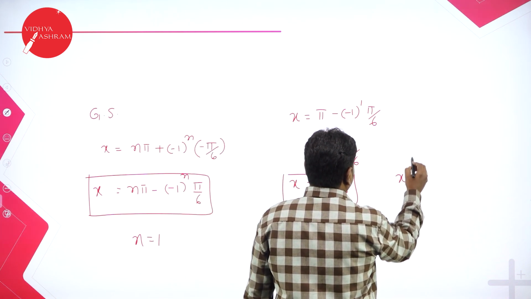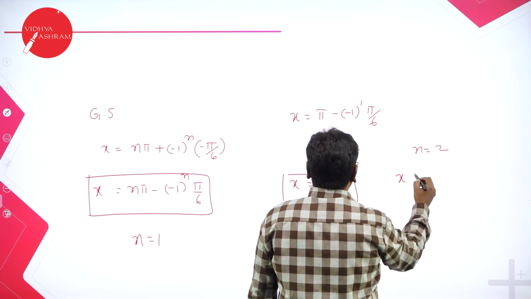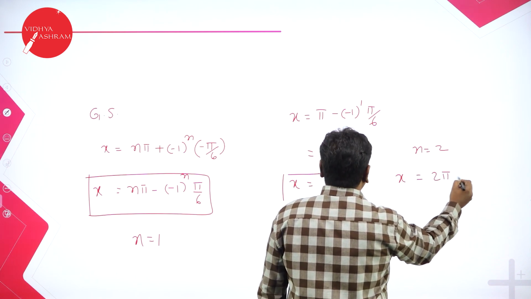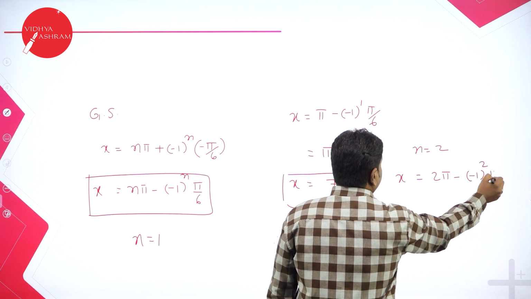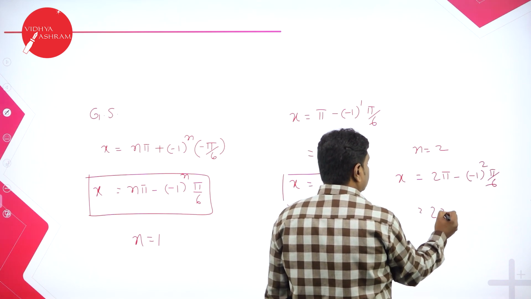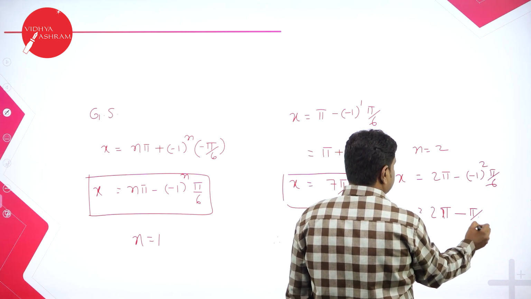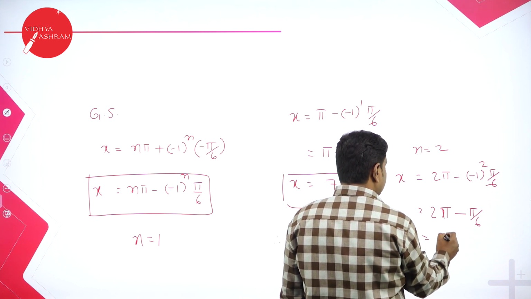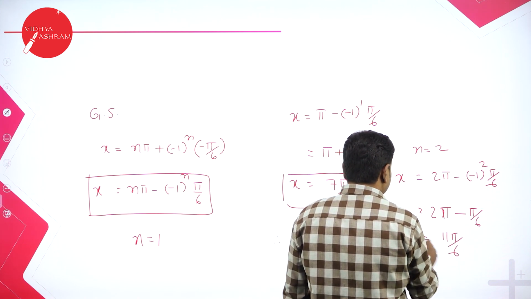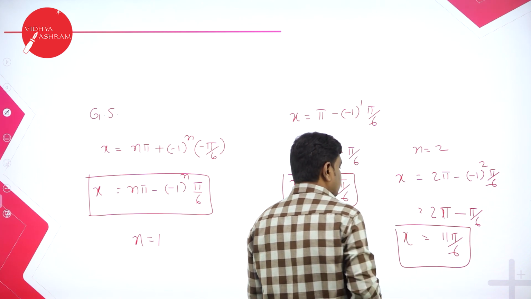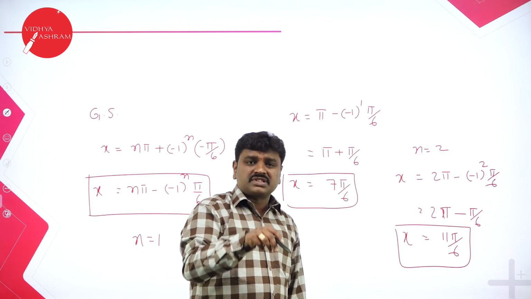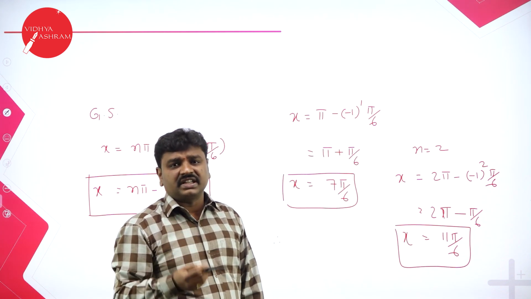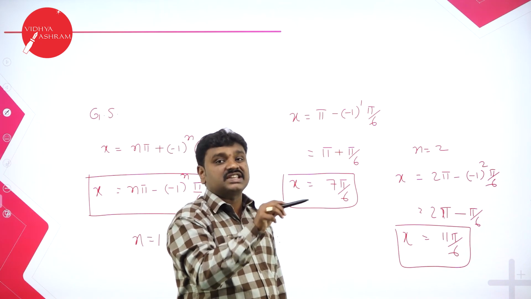Or x is equal to, then n is equal to 2 you put. x is equal to 2 pi minus 1 whole square pi by 6. It will become 2 pi minus pi by 6. 6 twos are 12, 12 minus 1, 11 pi by 6. So these are the two principal values. 11 pi by 6 means 11 times 30. 11 times 30 is 330. 330 is also within 360.